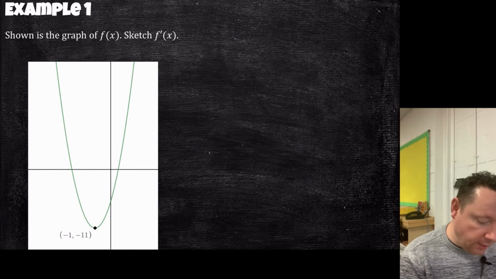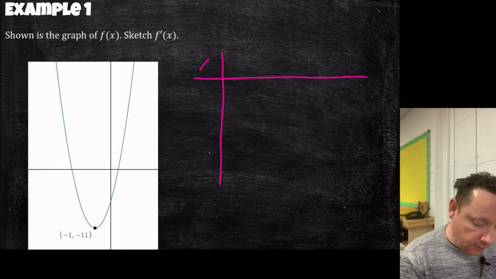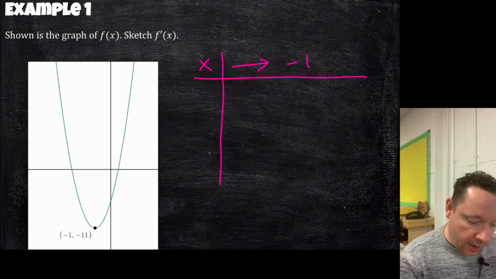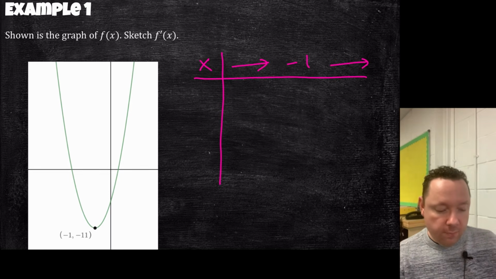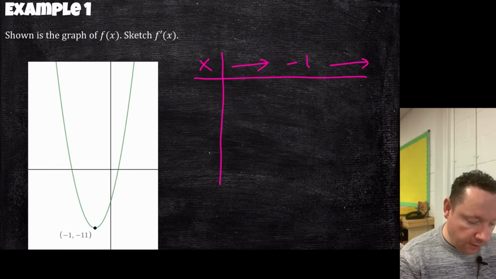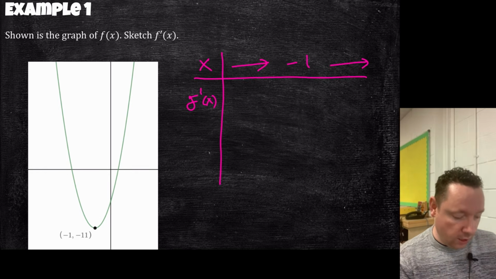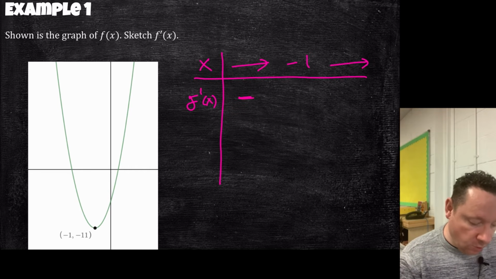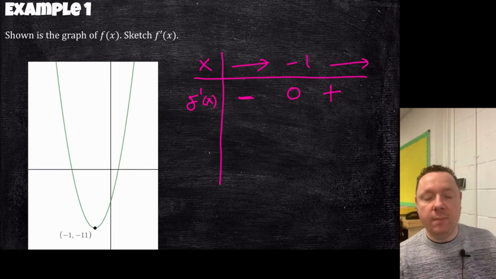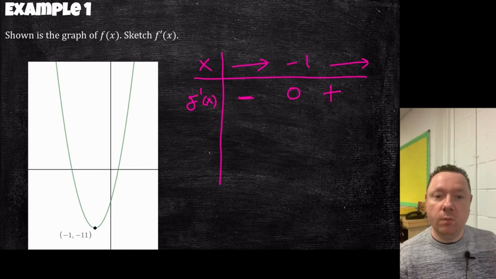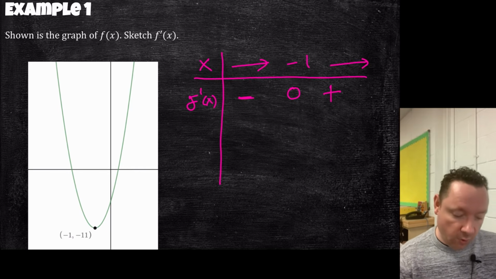So all you do is you make yourself a little table, and we're going to go x, and then before the turning point, which is -1, and after the turning point. So before -1, the derivative, which is say f dash x, is, we can just check by examining the shape, it's going down the way, negative. At -1, it's a turning point, so it's 0, and after -1, it is rising again, so it's positive. So that means when we draw this graph, when it's negative, you're going below the x-axis, and when it's positive, you're going above. That's what we need to know.